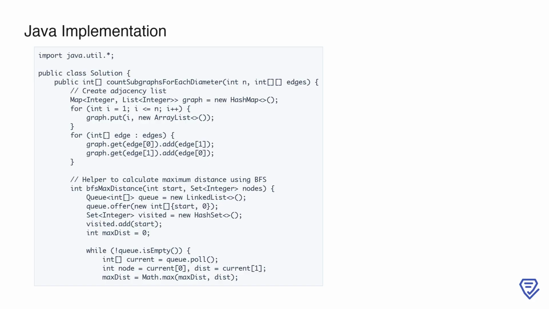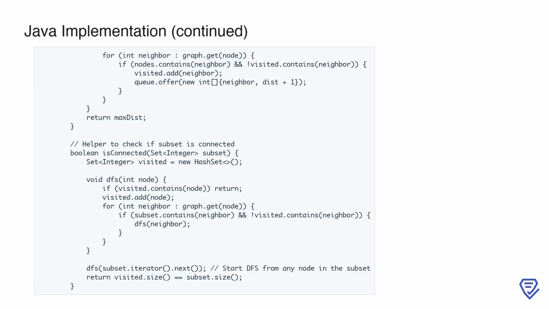Next, we define a helper function, BFSMaxDistance, which calculates the maximum distance within a subset of nodes using breadth-first search. Starting from a given node, we use a queue to explore the graph level by level. For each node, we track its distance from the starting node and update the maximum distance encountered. We also maintain a visited set to ensure we don't revisit nodes, which prevents infinite loops and ensures correctness. This BFS function gives us the farthest distance within the connected subset of nodes.